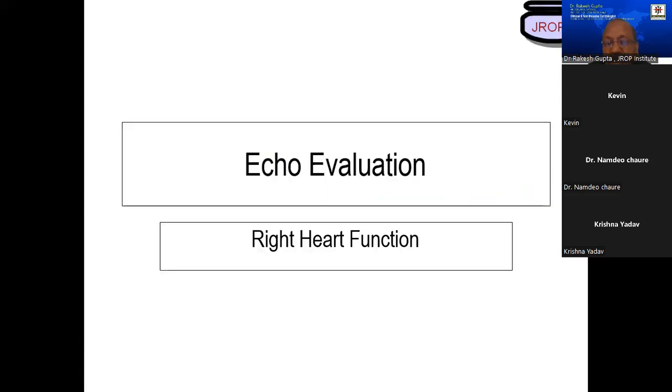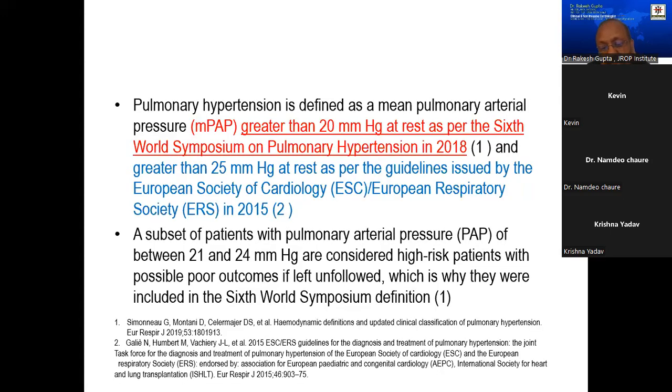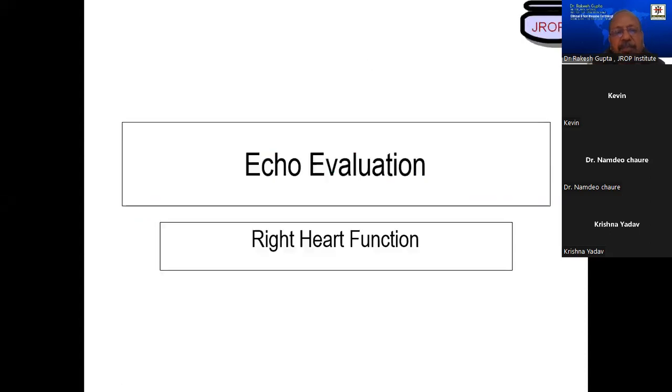Now you can ask me why I'm talking of all these things. Look, you are all busy practitioners, and in your life you find a patient who has a normal pulmonary artery pressure, but the patient is symptomatic. A patient of chronic obstructive lung disease, or of many other pathologies, if they have an elevated pulmonary artery pressure, and when you measure them, they come out to be normal, you need to follow them up regularly over a period of time.